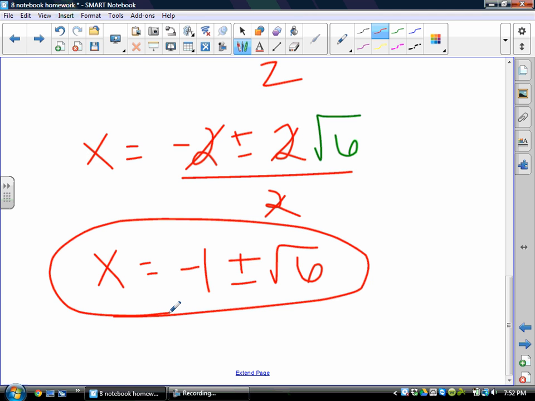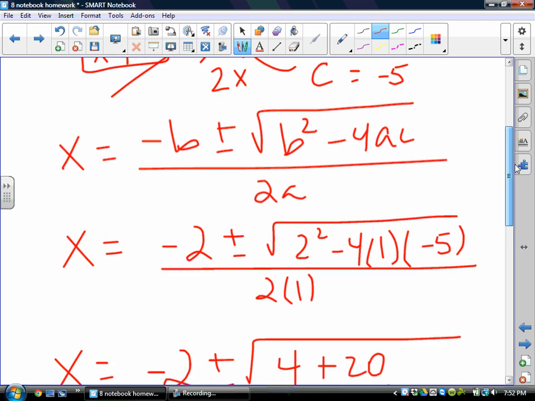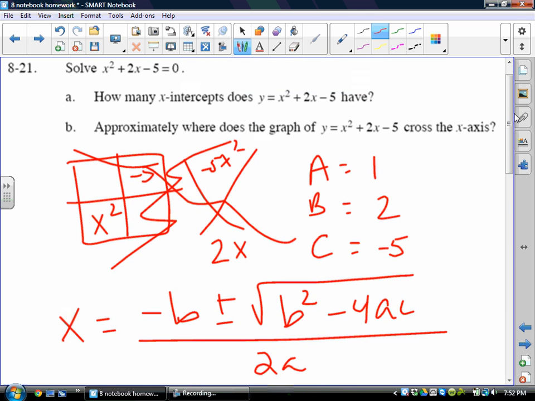Now, if you had to graph this, it would be very helpful to type that out and figure out what the numbers are. Okay, so we use the quadratic formula. Those were our a, b's, and c's. So let's actually answer part A now. How many x-intercepts does it have? Well, basically, how many answers did we get? We have 2. 2 roots, 2 x-intercepts, 2 zeros. Approximately where does the graph of that cross the x-axis? So what are the x-intercepts?